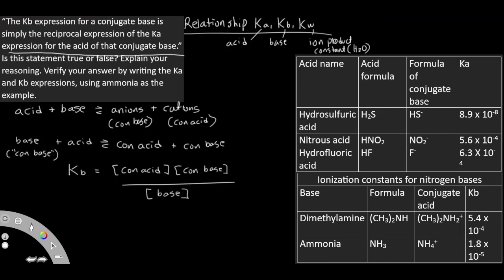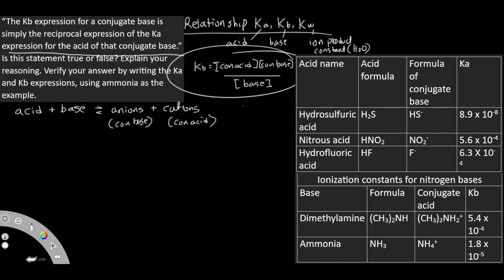This here is going to be our Kb value. So what I'm going to do is get this expression over here and save it up here, and we can compare and contrast it with the Ka, because we're going to do the same thing over here, our Ka expression for the acid of that conjugate base. So now we've written it up over here.